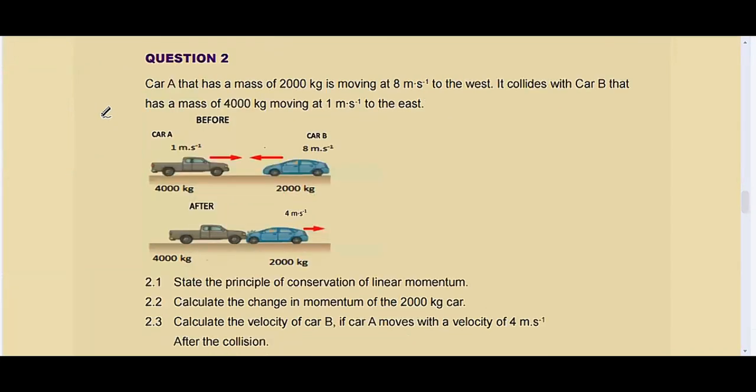So question number 2 says car A that has a mass of 2,000 kg is moving at 8 meters per second to the west, right? So at this point, we have deduced that west is the negative direction and east here is the positive direction. It collides with car B that has a mass of 4,000 kg moving at 1 meter per second to the east. Right. Then 2.1 says state the principle of conservation of linear momentum.